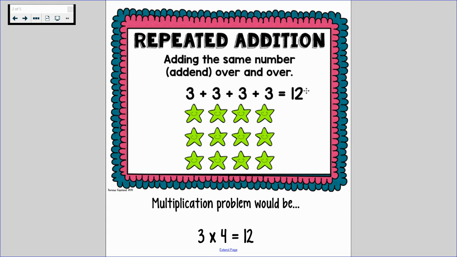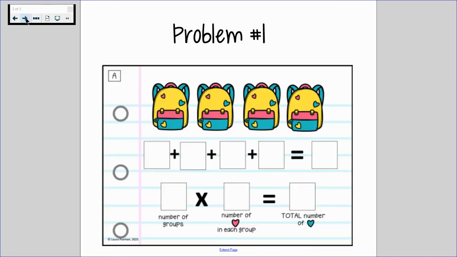This skill should take them to be able to solve the multiplication problem at the bottom, 3 times 4. Sorry, there are 3 rows and 4 columns. So they should be able to quickly look at that. But our focus in the beginning is just being able to say, okay, 3 plus 3 plus 3 plus 3 equals 12. So we're going to practice that a little today. This should be a really quick video, but it will help you get started when you're working with your child.